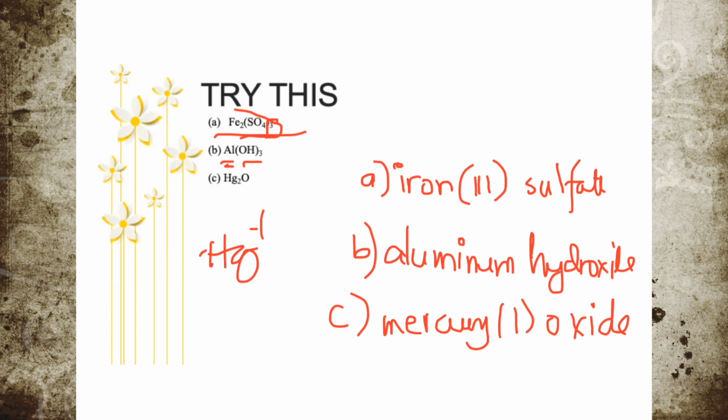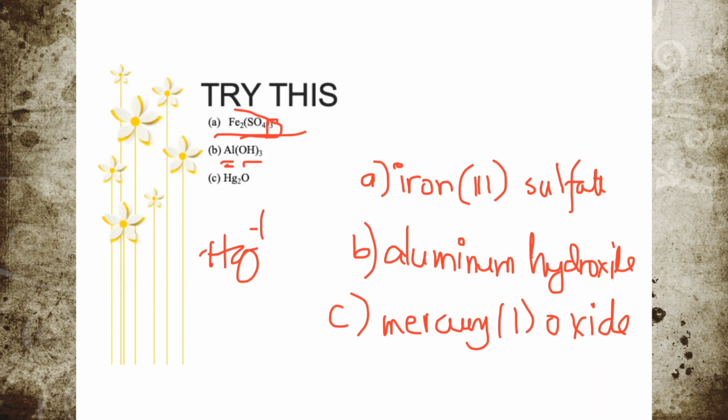Be careful not to confuse the subscript in the formula with the charge in the metal ions. So for example, if the subscript in Fe is 2, it doesn't mean that it will be iron(II). You have to cross the subscript to know the charges of each element.